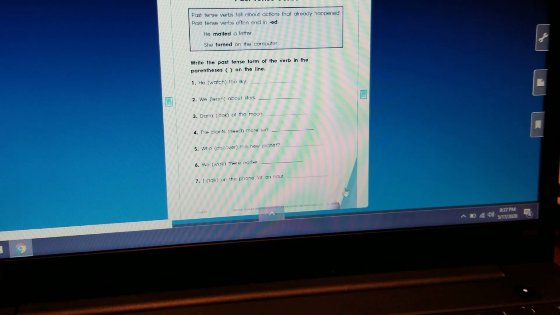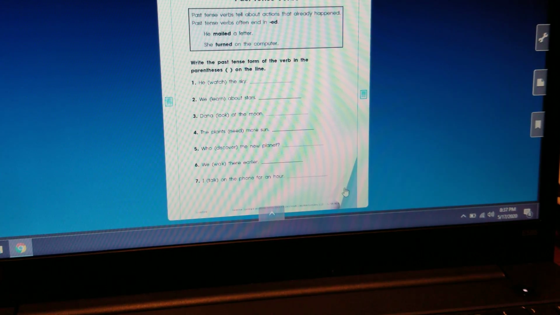Now, the second page that you're doing is asking you to work with past tense verbs. Past tense means verbs that have already happened. Past tense verbs tell about actions that already happened. Past tense verbs often end in ed. It says often because sometimes there's special spellings for these words. So, he mailed a letter. That means he's already done it. She turned on the computer. She's already turned it on. That's past tense.